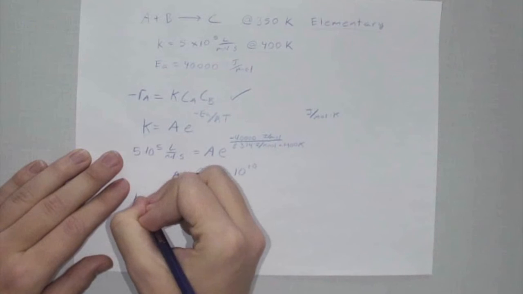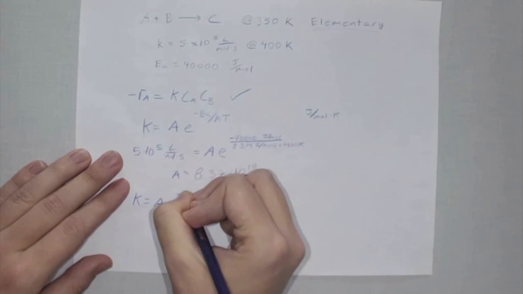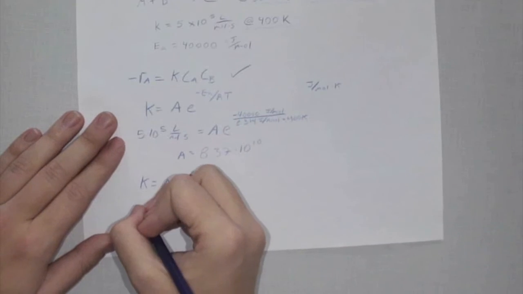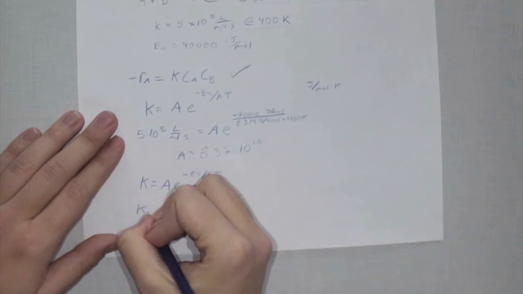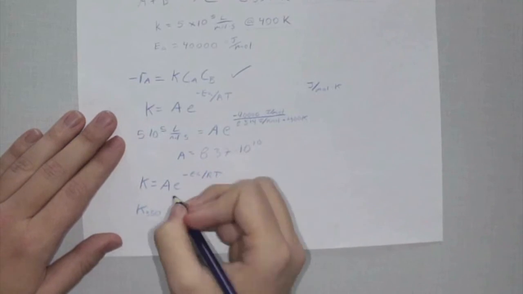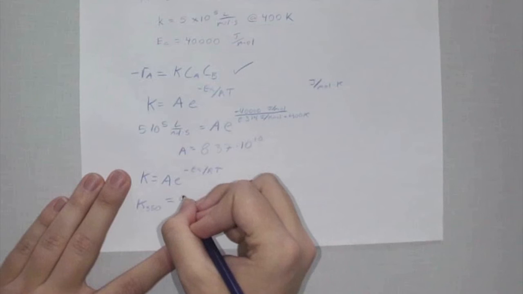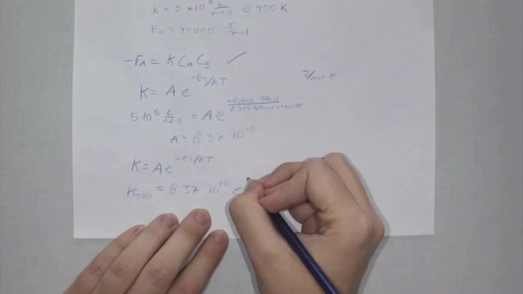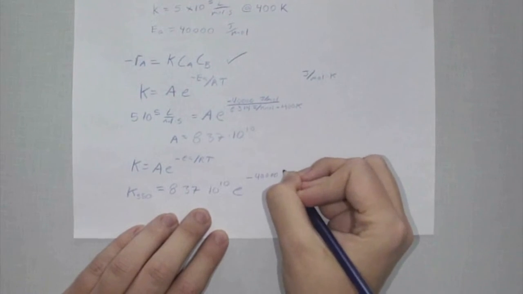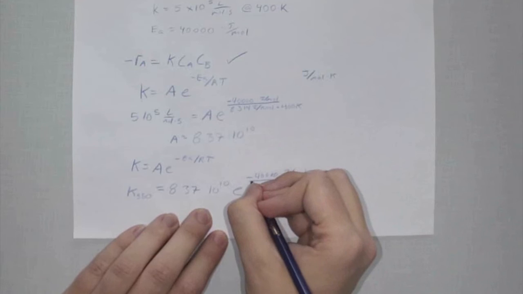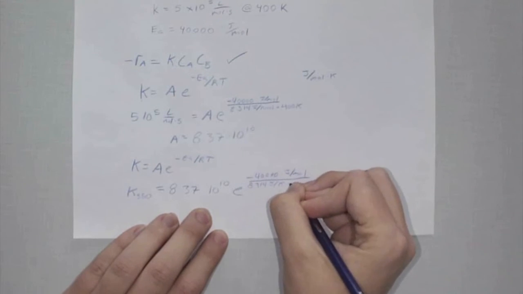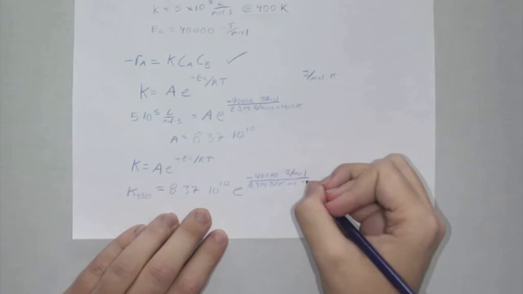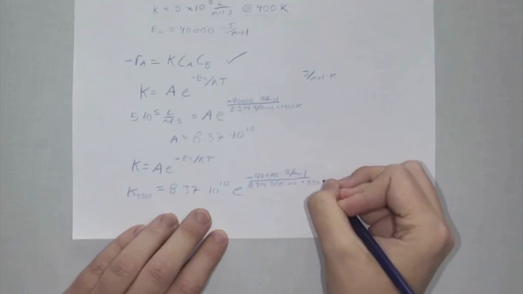So let's rewrite our equation. K equals A E to the negative EA over RT, exactly the same as before. So now what we're going to do, we're going to leave this K as a variable, but now we're going to call it K350, since it's at 350 Kelvin. Set that equal to our A value, which is 8.37 times 10 to the 10th times E to the negative 40,000 joules per mole. Put that over that same R value, that 8.314 joules per Kelvin mole. Multiply that by our new T value, so our final T value up here. We're going to multiply that by 350 Kelvin.